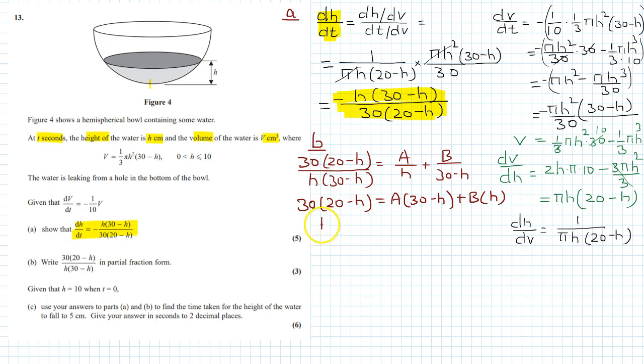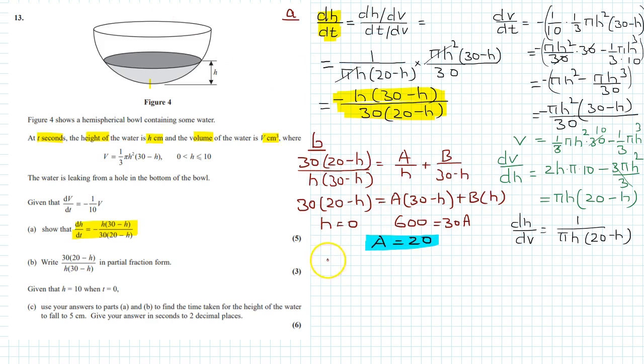So if I take h is equal to 0, this is 0, this is 30a, and this will be 600. So it means a is equal to 600 over 30, that is 20. So the value of a is 20.